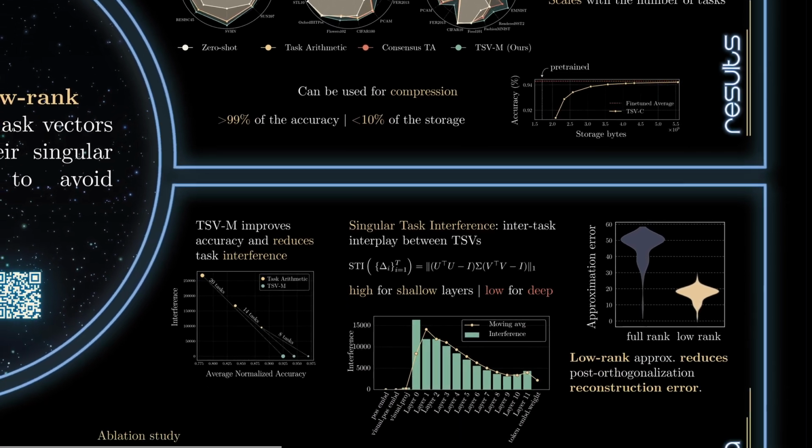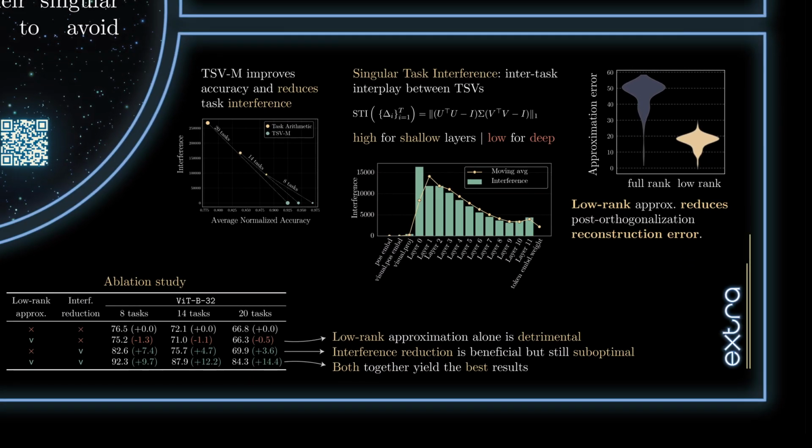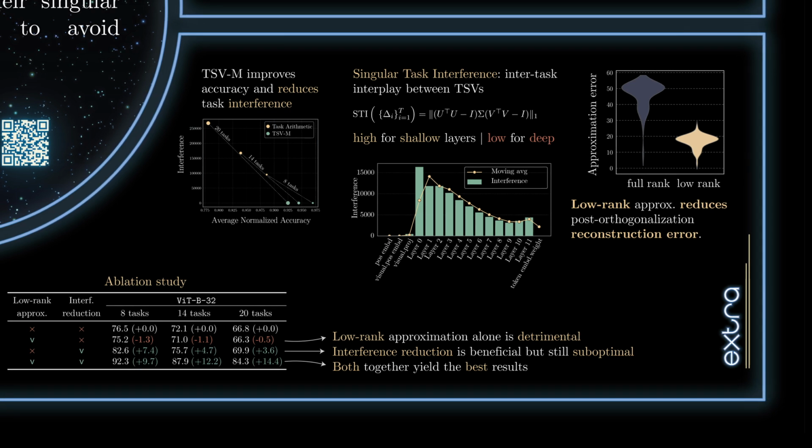We see here that TSV effectively reduces the interference that we've seen simply as a heat map before. In fact, this can be easily measured, and if we do this, we see that it is high for shallow layers, that are usually more general, and lower for deeper layers that may be more task-specific.